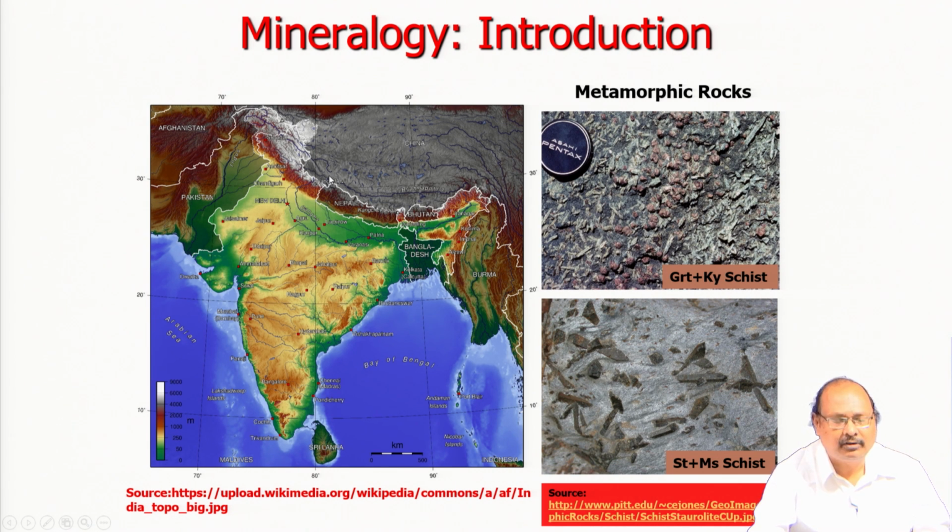There are three varieties of rocks we know: metamorphic rock, igneous rock, and sedimentary rock. If you collect rocks here, you will find certain rocks with pink colored minerals which are garnet, and other slightly elongated minerals which are kyanite. These are kyanite schist. The other type of mineral you will see is staurolite crystals, and also muscovite, the white colored part; these are staurolite muscovite schist. These are metamorphic rocks composed of diagnostic minerals like garnet, kyanite and staurolite.